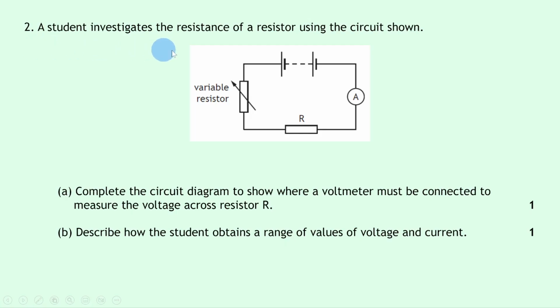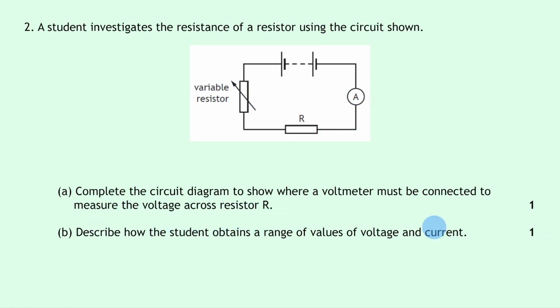Question 2 says a student investigates the resistance of a resistor using the circuit shown. So we've got a battery, variable resistor, resistor R and an ammeter. Part A says to complete the circuit diagram to show where a voltmeter must be connected to measure the voltage across resistor R. And there's 1 mark available here.